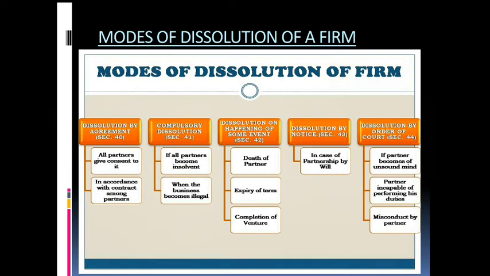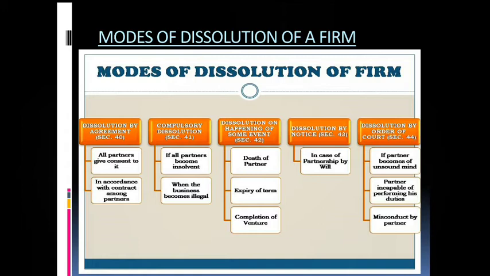Modes of dissolution. There are basically 5 modes of dissolution of the firm. First, dissolution by agreement as per Section 40, when all the partners give their consent for dissolution or in accordance with the contract among the partners. Second, compulsory dissolution according to Section 41, if all the partners become insolvent or when the business becomes illegal.